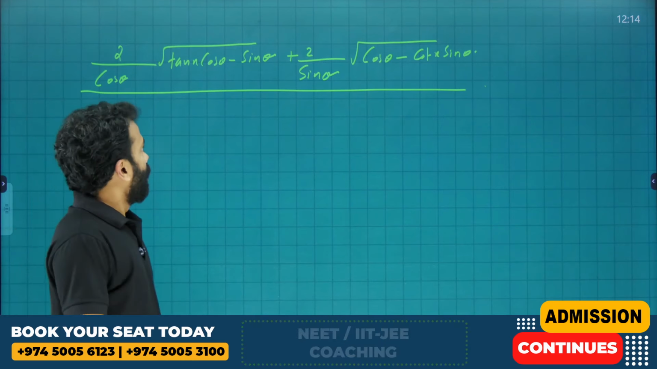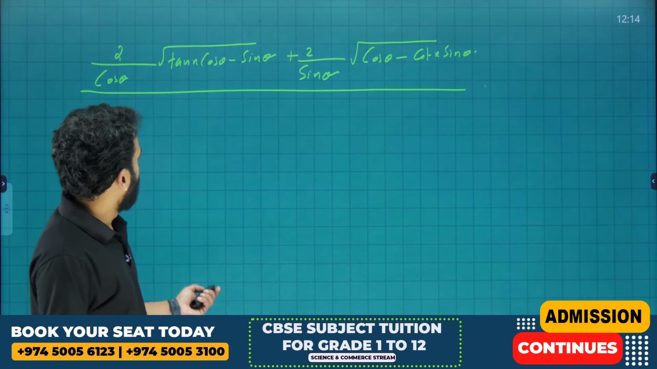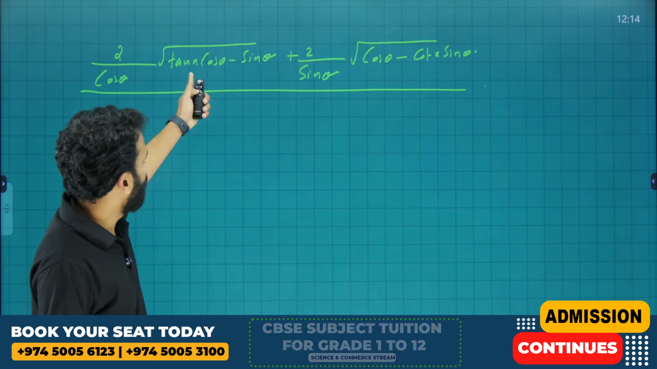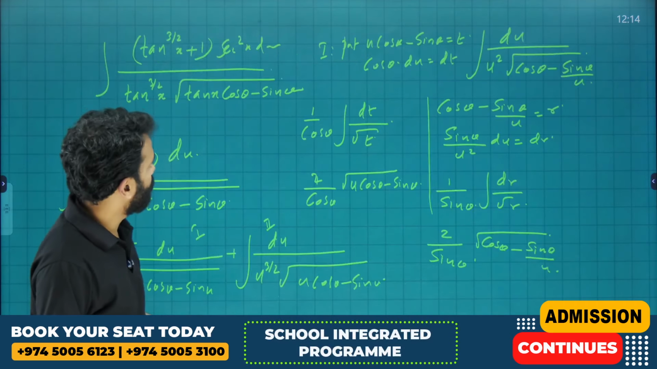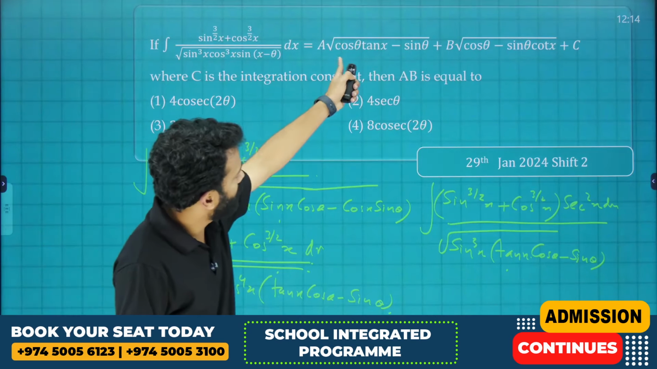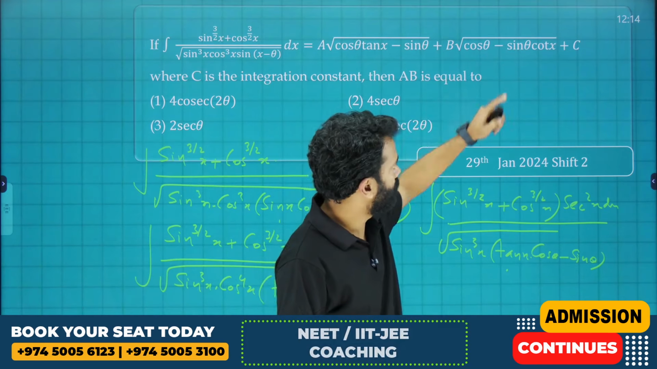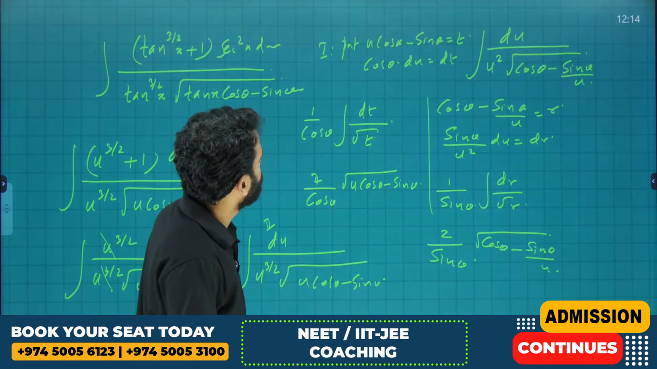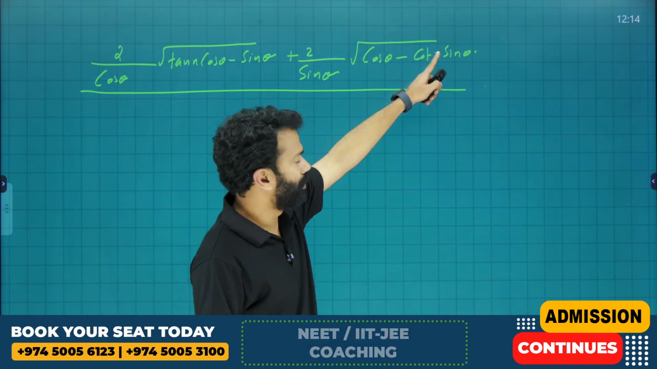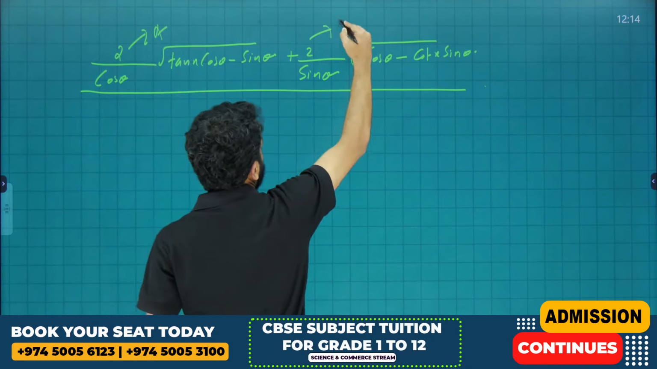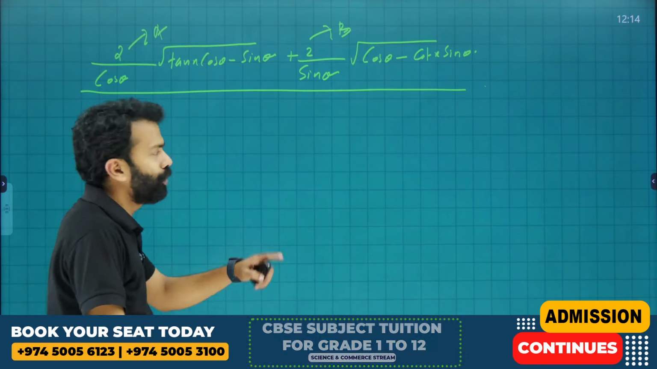Let's check if it matches or not. This is A and this is B, I think. It will be root of tan x cos theta minus sin theta. Okay, that's satisfied. And this is root of cos theta minus sin theta cot x. Both of them are satisfied. Therefore, this is equal to A, and this is equal to B.